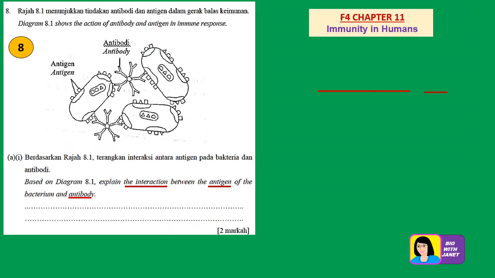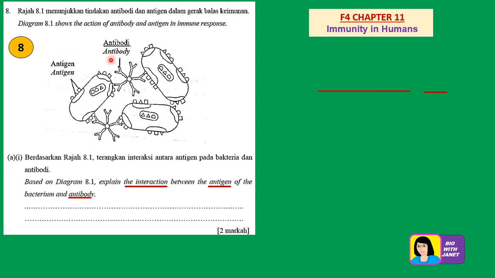Right. The next question here is based on Form 4, Chapter 11, Immunity in Humans. Diagram 8.1 shows the action of an antibody and antigen in an immune response. Now, based on diagram 8.1, explain the interaction between the antigen of the bacterium and the antibody. Okay? So, bacterium is singular form. Bacteria, plural form.